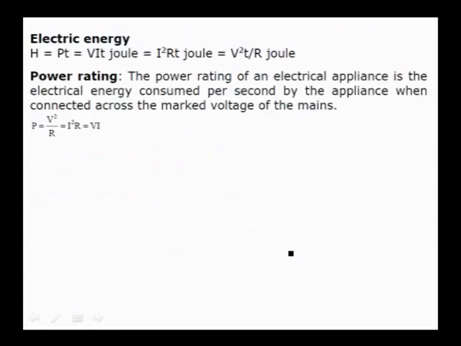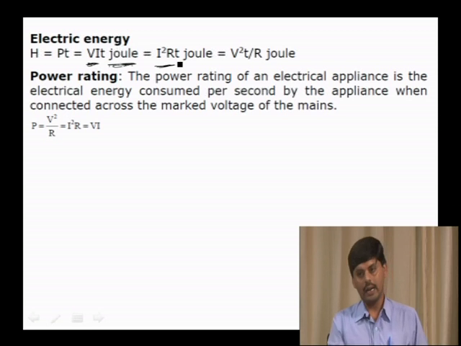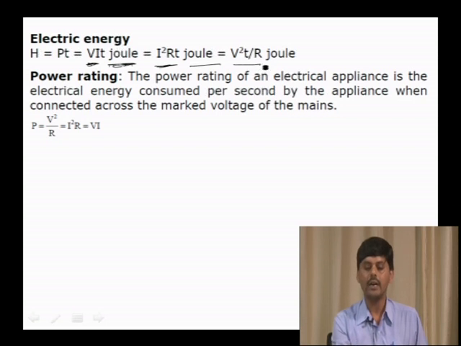Electrical energy is dissipated in the form of heat, which is given by H equal to P into T, where P is power and T is the time interval. Power can be written as voltage into current, so H is V I T, expressed in joules. In terms of current, it can be written as I square R T in joules. In terms of voltage, V square T divided by R.